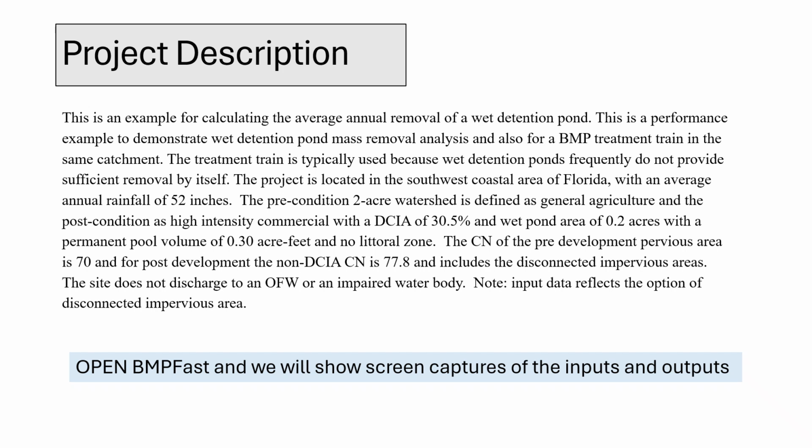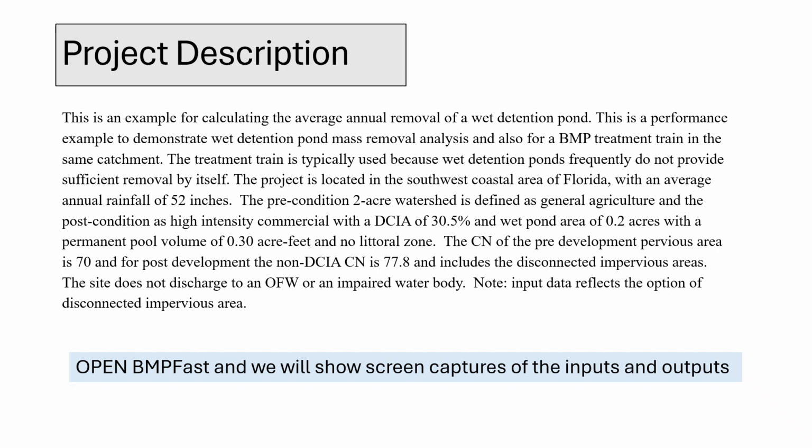Looking at the pre-development conditions, our 2-acre watershed is defined as general agriculture, with a pre-development pervious area curve number of 70. Following development, the area transitions to high-intensity commercial use. In this post-development scenario, we have a directly connected impervious area, or DCIA, of 30.5%. The wet detention pond itself is 0.2 acres, designed with a permanent pool volume of 0.30 acre-feet.